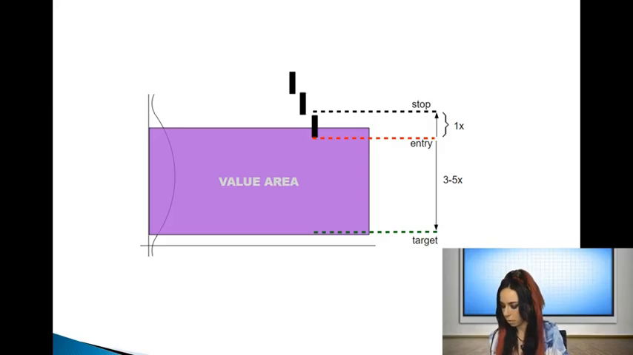So textbook entry and stop: when a 30-minute candle closes inside it, you use the 30-minute candle to place your stop. But please also be aware of how far your opposing value area level is. It still has to have a profit margin between 3 to 5 times to make it a valid trade.